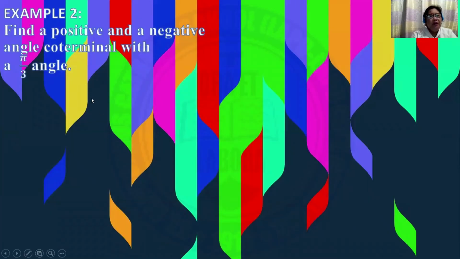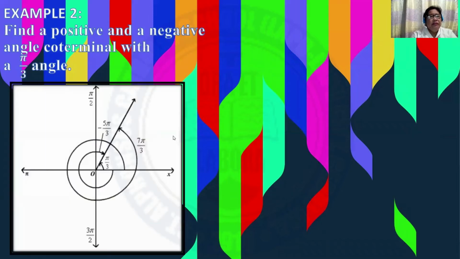Example number 2. Find a positive and a negative angle coterminal with pi over 3. So this time, the given is in radian measure. If the given is in radian measure, you give the answers also in radian measure. And this is the illustration. Given pi over 3, that is equivalent to 60 degrees. So for a negative coterminal of pi over 3, it is equivalent to negative 5 pi over 3.